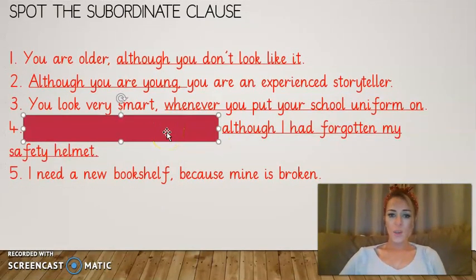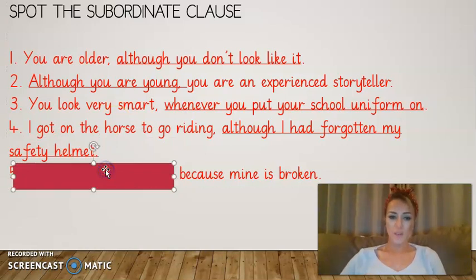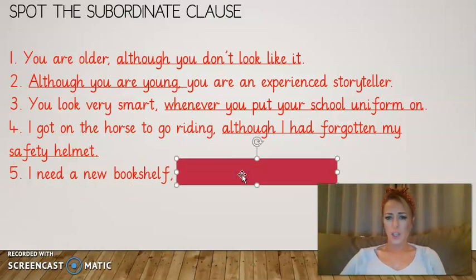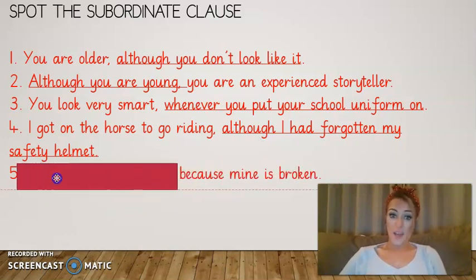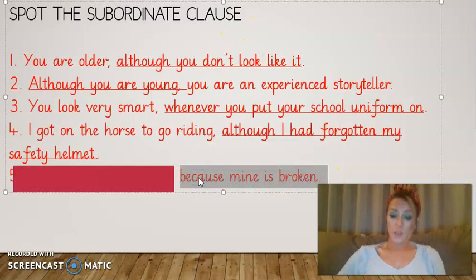Okay, and the last one. I need a bookshelf because mine is broken. So let's cover up the first half of the sentence. Because mine is broken. It doesn't make sense on its own, does it? Should we check the other end just to be sure? I need a new bookshelf. Yeah, that does make sense. So that part must be my main clause because it makes sense on its own. And that means, because we're playing spot the subordinate clause, that is my subordinate clause, so I'm going to underline it.